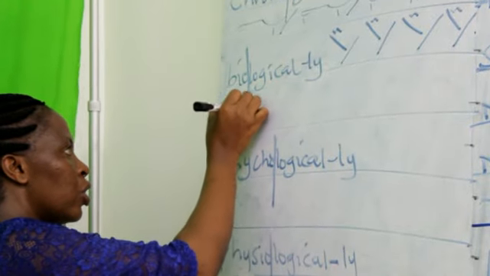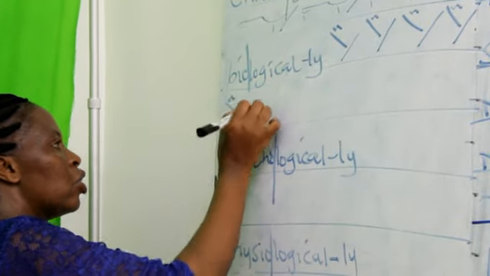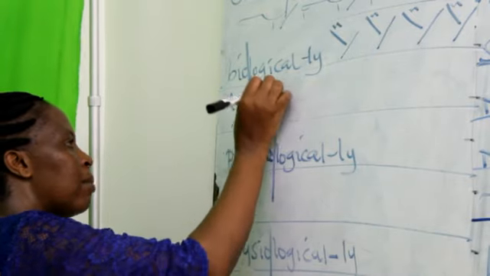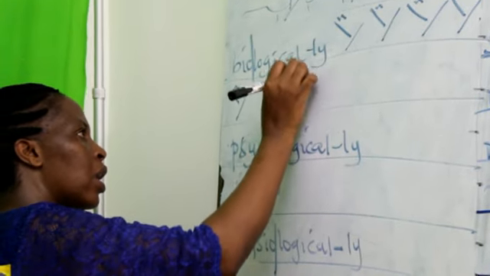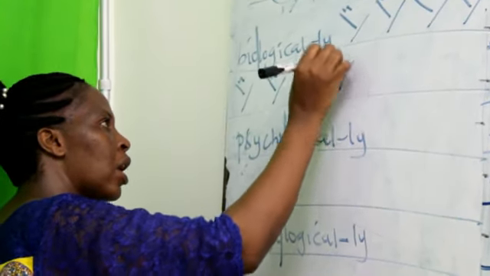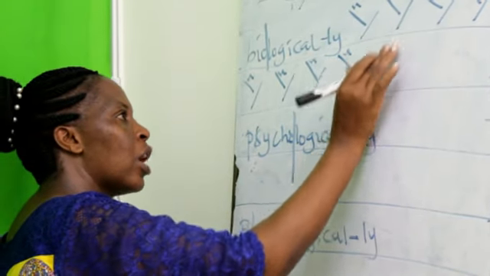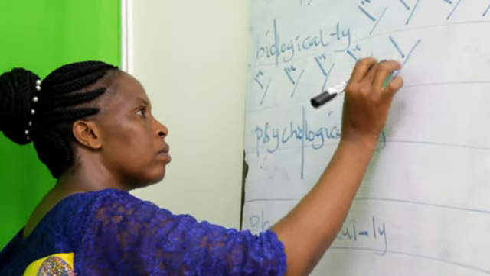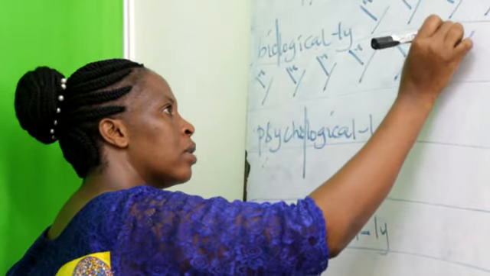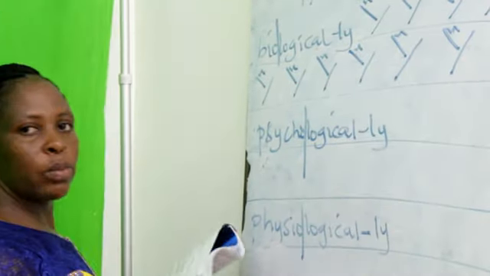So keep on drilling those words. We have biological, keep on drilling it. Drill as many times as you can. Biological, biological, biological. So increase your speed as you drill.